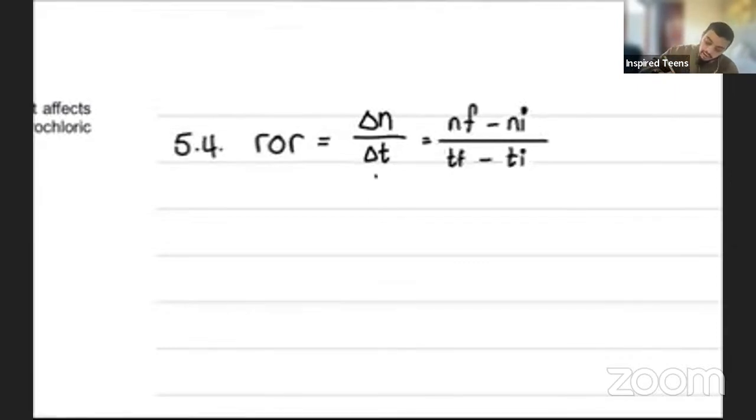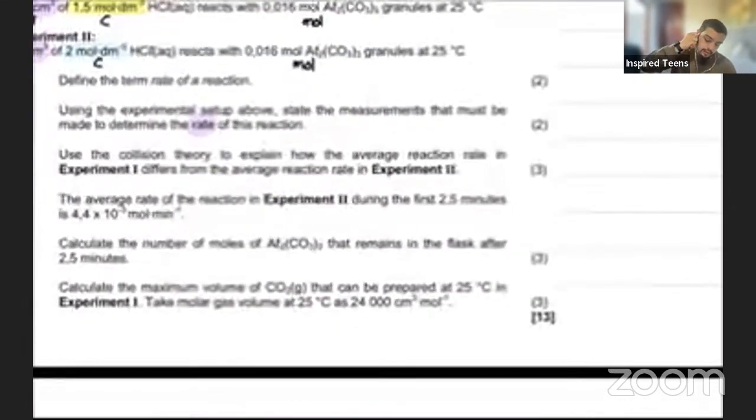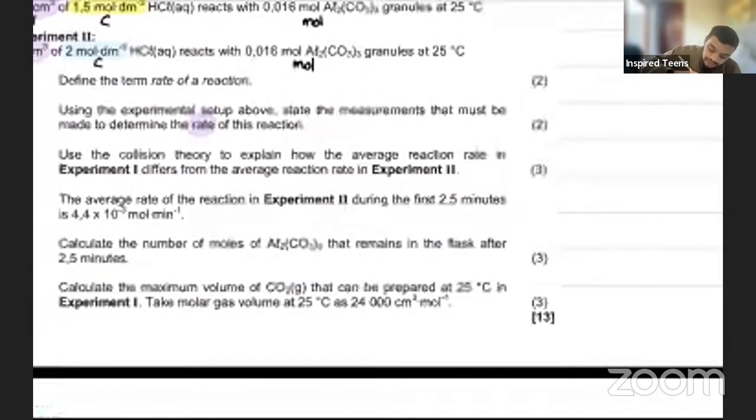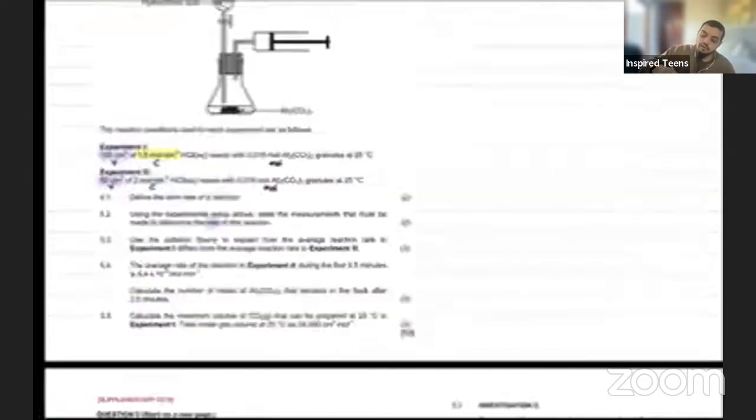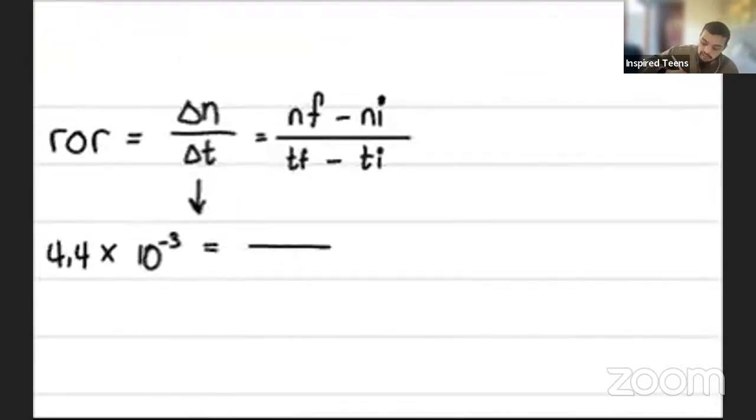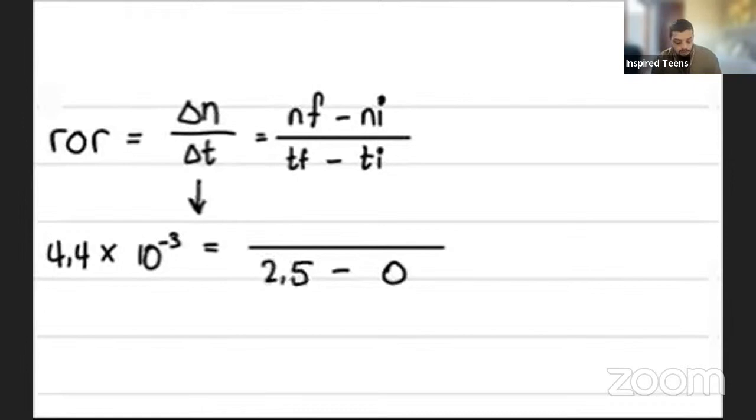Now the rate of the reaction we know is 4.4 times 10 to the negative 3, in moles per minute. So it's taking place in minutes, and we're measuring moles, in the first 2.5 minutes. So we have delta t, because the final time is 2.5 minutes and the initial time is 0 minutes. The reason we're not converting this to seconds is because the units they used for rate of reaction are per minute.